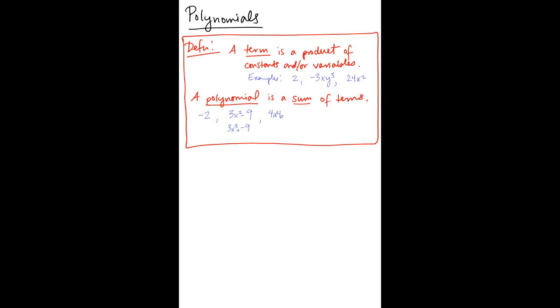4a squared b plus 2c plus 3c to the fourth power. Here's a polynomial with three terms. Y squared minus xz, that's a polynomial with two terms. Again, it's written as subtraction, but we can always rewrite subtraction as addition with a negative number, so that is a polynomial. It's a sum of two terms.